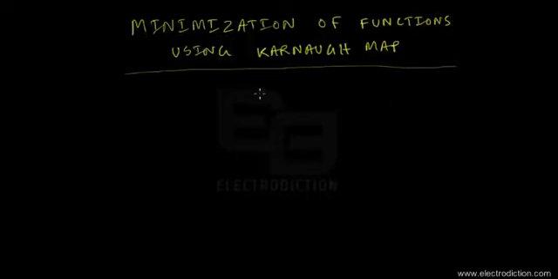Okay, so in this video I'm going to teach you how to simplify a Boolean function using a 3-variable Karnaugh map. Okay, so we're basically going to use a 3-variable Karnaugh map, or rather a 3-variable K-map in short. Alright, so let's take up a problem statement over here.